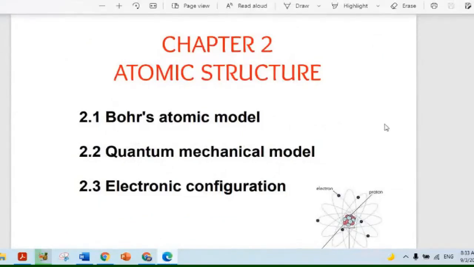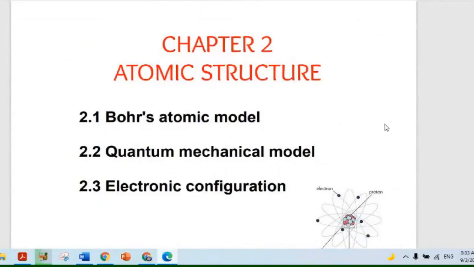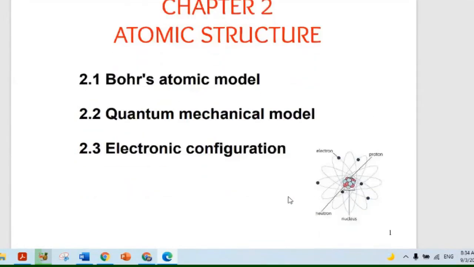Okay, so good morning class. I think this is the final week for us to continue with chapter 2. Next week we are going to discuss chapter 3. Yeah? So both atomic model, quantum mechanic model, electronic configuration. I think all of you already know what this is.